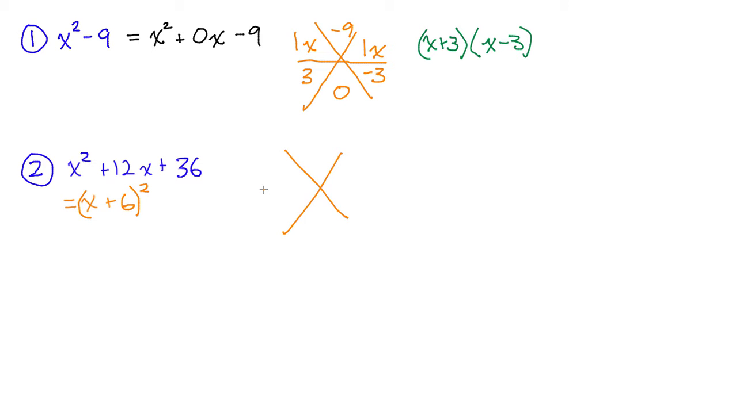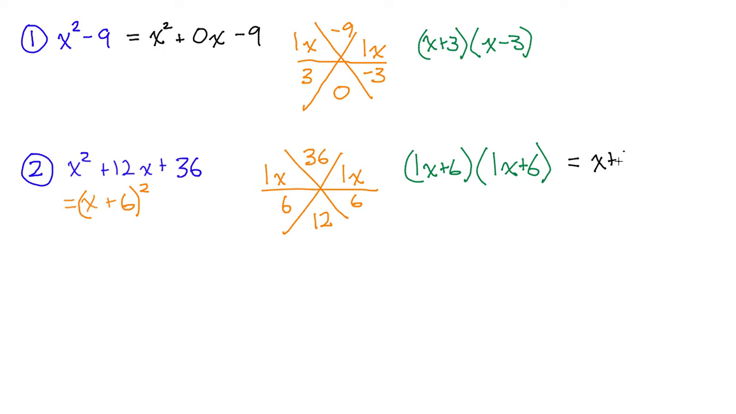So using my Advanced Ninja Star, we have 1x, 1x, 36 times 1 is 36, bottom is 12. What times what is 36 that also adds to 12? And the answer is 6 and 6. You can't reduce those fractions, so your answer is 1x plus 6 times 1x plus 6, which does turn into the final form of x plus 6 quantity squared. So Advanced Ninja Star does work for difference of squares and a perfect square.